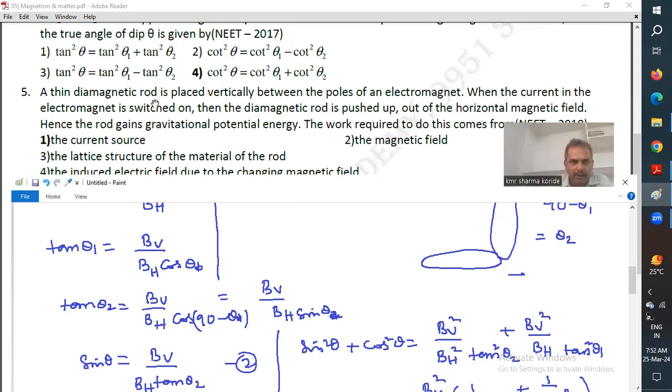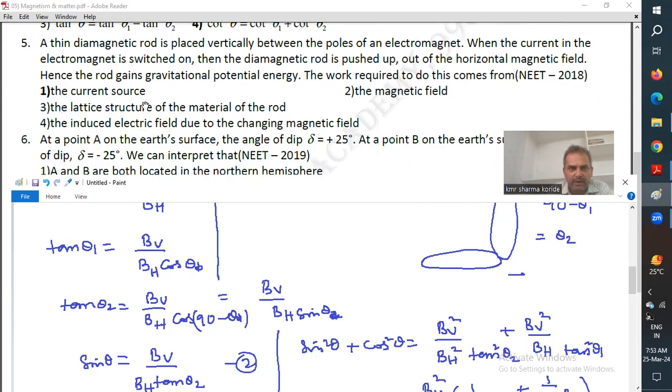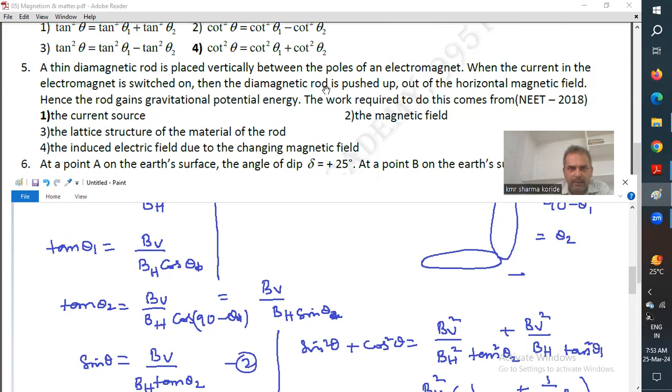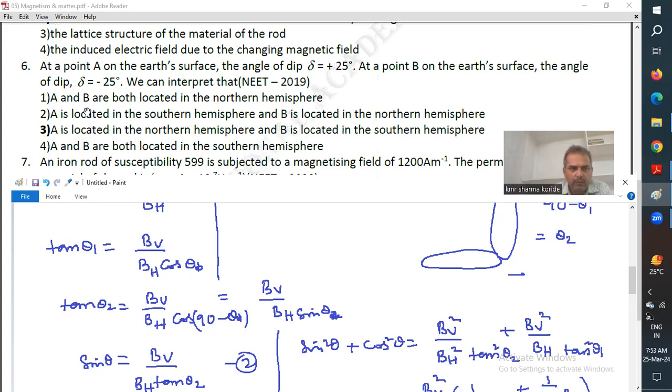A thin diamagnetic rod is placed vertically between the poles of an electromagnet. When the current in the electromagnet is switched on, the diamagnetic rod is pushed up out of the horizontal magnetic field. Hence, the rod gains gravitational potential energy. The work required to do this comes from the current. So the appearance of current makes the diamagnetic rod go up. Moving to the next question.